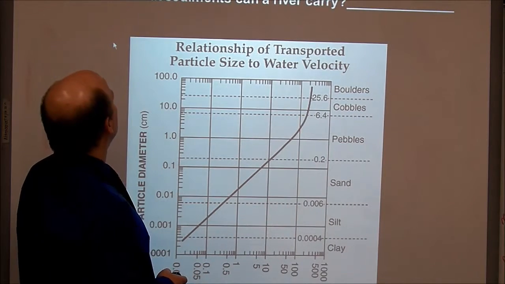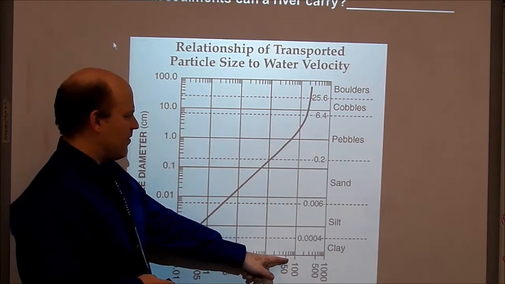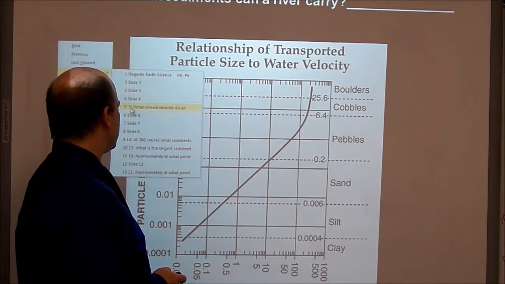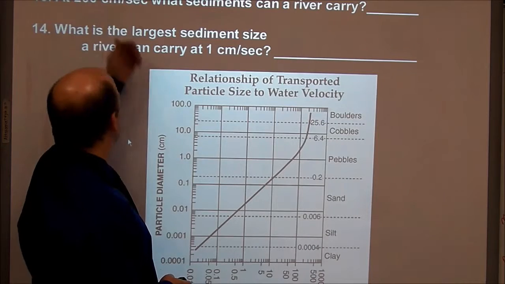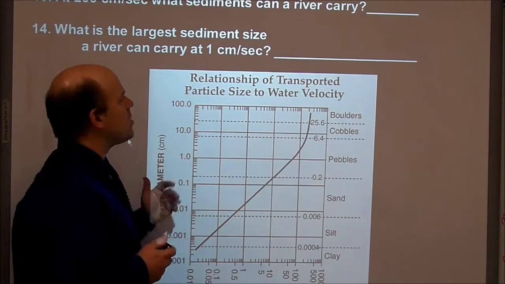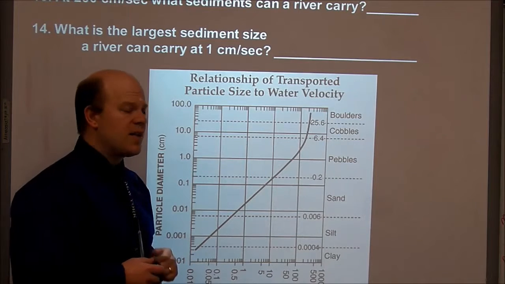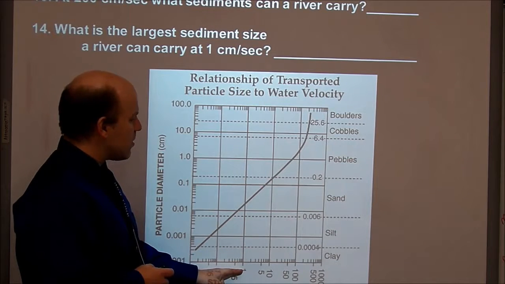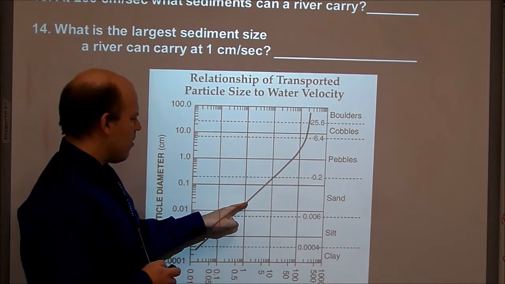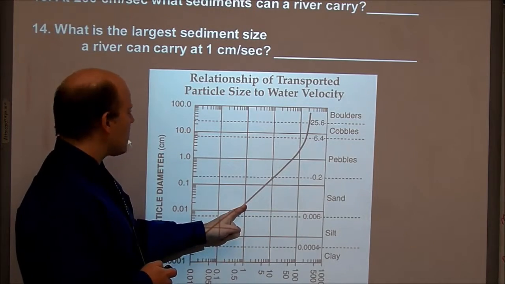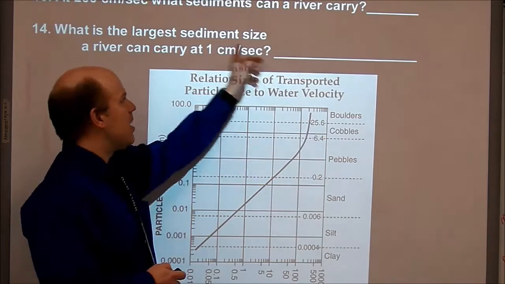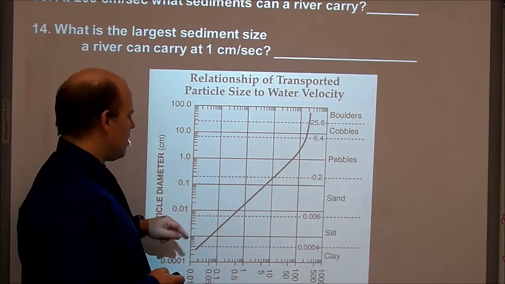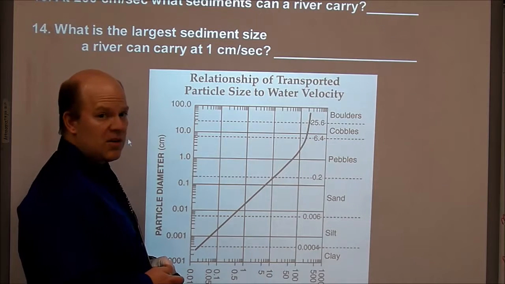So you should be able to do 50 centimeters per second. I find 50, I go up, I go over. You should also be able to do the next one. So we're going to fast forward from 13 to 14. What is the largest sediment a river can carry at 1 centimeter per second? So I come up, I go over, and I find that it's sand, or rather the sediment size, not the sediment. So I come over this way and find that it's 0.02, maybe 0.03 centimeters in diameter.